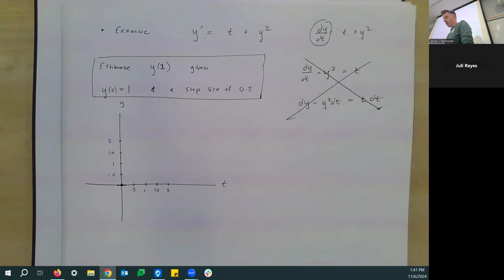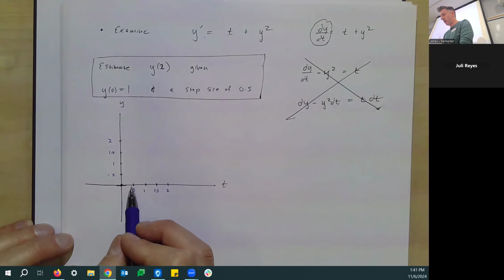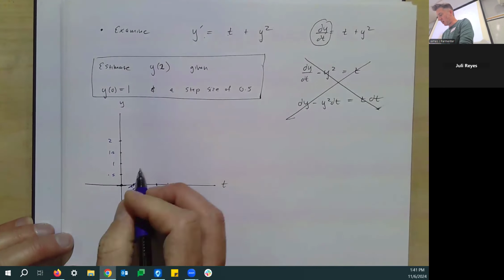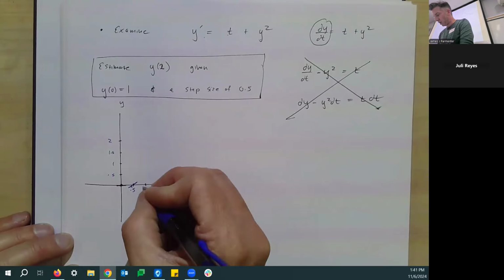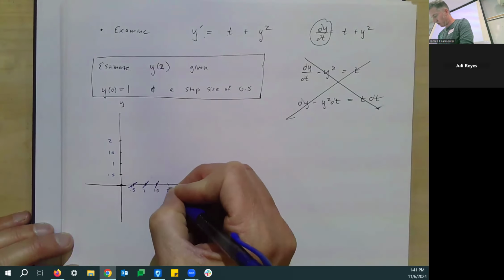Basically, you can use a computer tool to make the direction field, which is much easier than what I want to do. So let's say we plug in 0.5 for t and 0 for y. We're going to get the slope of 0.5. So basically, along this horizontal line, the slope is going to be the t value. So at 1, the slope is going to be 1. At 1.5, the slope is going to be 1.5. At 2, the slope is going to be 2.